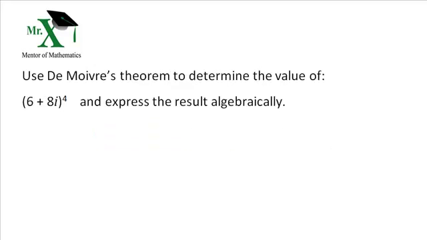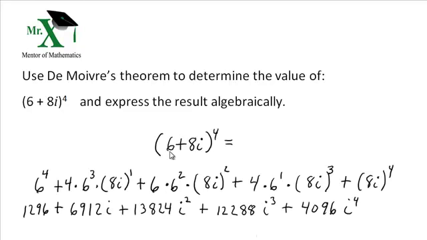We're going to use de Moivre's theorem to determine the value of 6 plus 8i raised to the fourth power. Now, simply because I teach all aspects of basic math, I would probably reach for the binomial expansion to do this. Let's start with 6 plus 8i raised to the fourth. We're not doing de Moivre's, we're doing binomial expansion, just to show there's another way to do this.